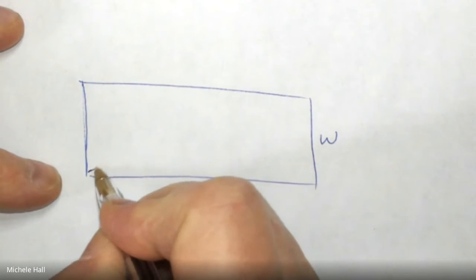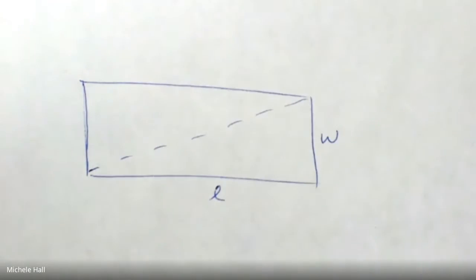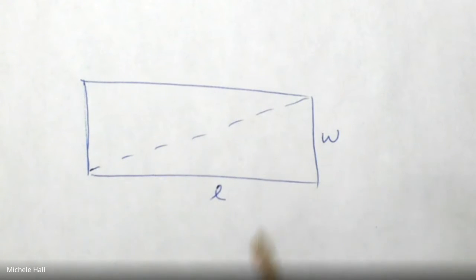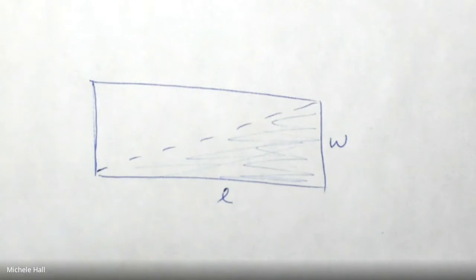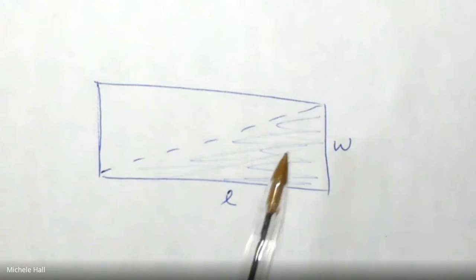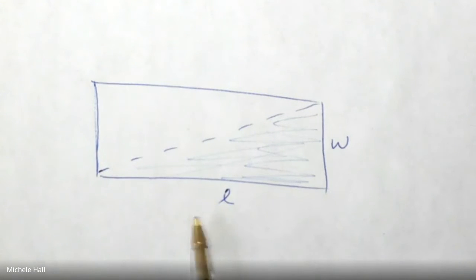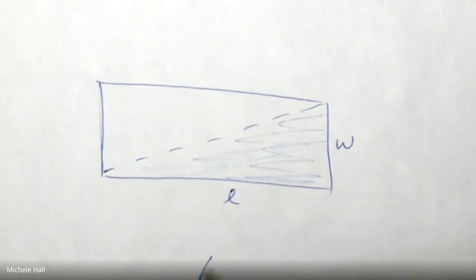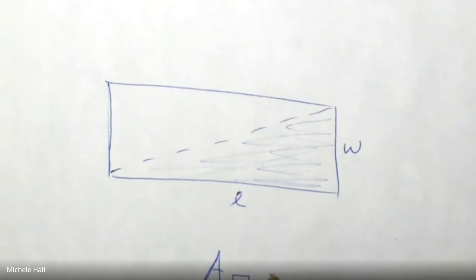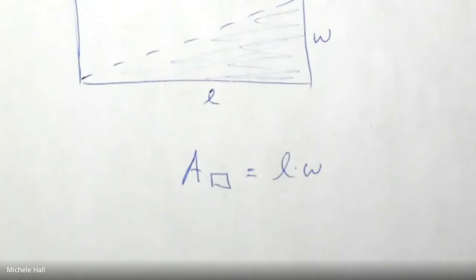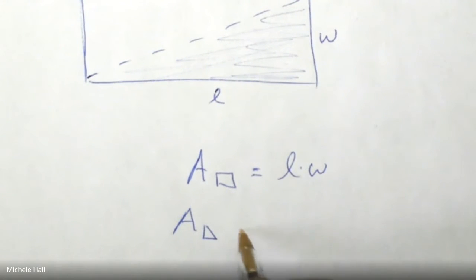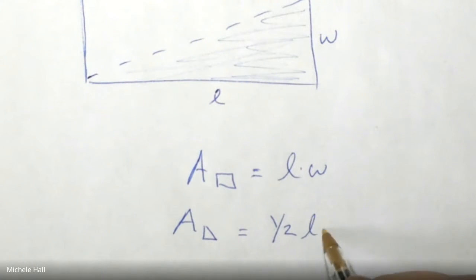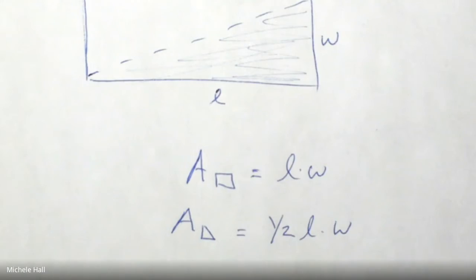What happens if I go like this? Now what shape have I created? I've created a triangle here. So what do you think the area of our triangle is going to be then? Exactly. If length times width is the area of the entire thing, then if I want the area of a triangle, I would cut it in half and multiply by length times width. That's where they're getting the area formula for a triangle.